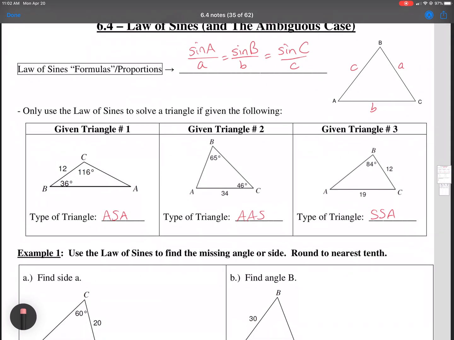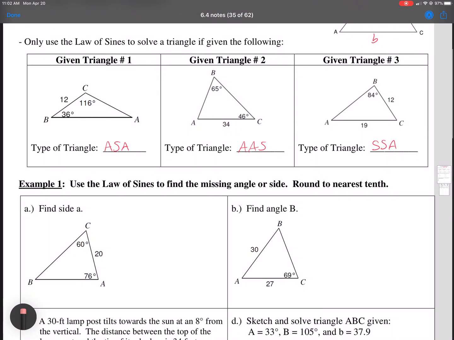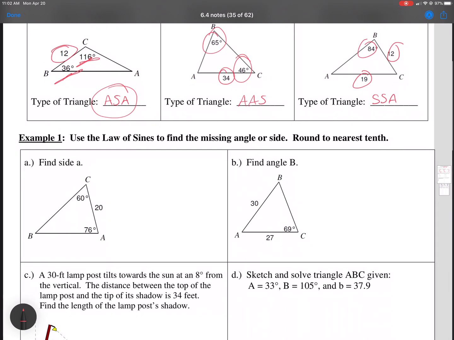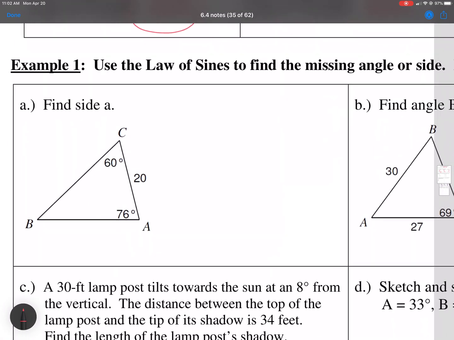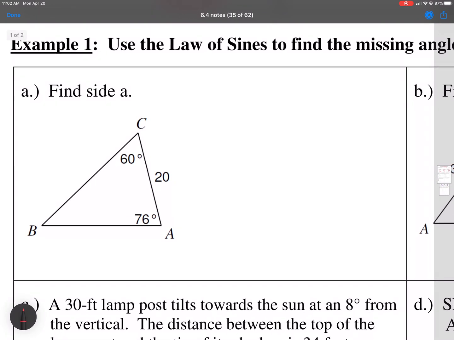So three types of triangles that we look at when we're dealing with the law of sines are angle side angle, angle angle side, and side side angle. Notice that in angle side angle, you have an angle and the side is between the two angles. Angle angle side, then a side; the side is not between. And then you have side side angle. All right, so we want to know how to use the law of sines to find missing sides or missing angles. And we know we round everything to 3 decimal places.